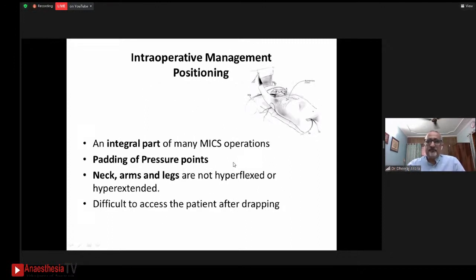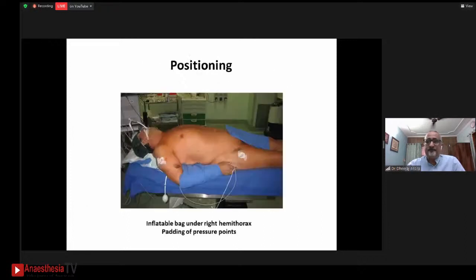Positioning is important. We have to ensure the neck, arms, and legs are not hyperextended or hyperflexed, to prevent injury. This is the routine positioning in mitral valve surgery and tricuspid surgery. The right hemithorax is slightly elevated.